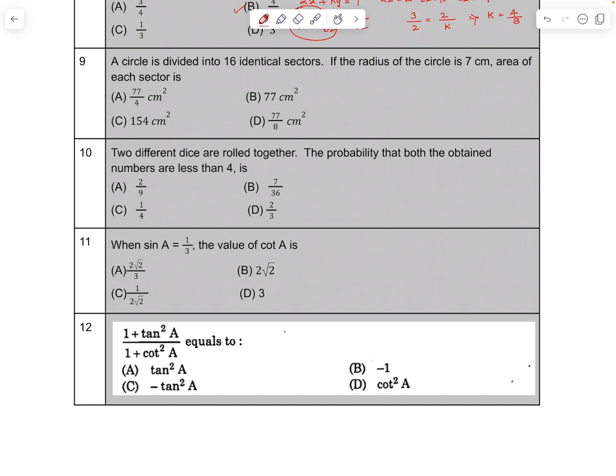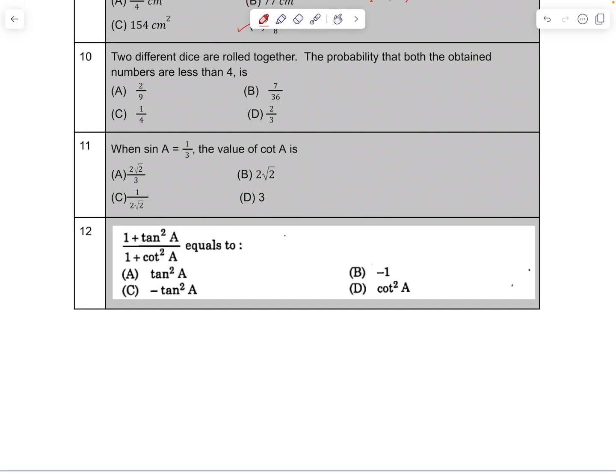Question 9. A circle is divided into 16 identical sectors. If the radius of the circle is 7 centimeter, area of each sector is. To get the area of each sector, we can divide the area of the circle by 16, which is equal to 1 upon 16 times pi, which can be taken as 22 upon 7, and the radius is 7. So into 7 into 7. So the answer is 77 upon 8. So the right option is D.